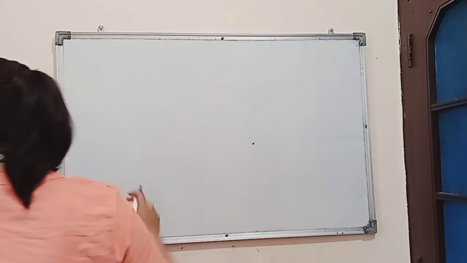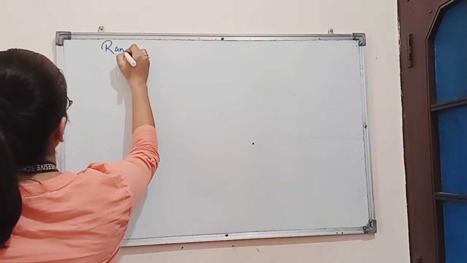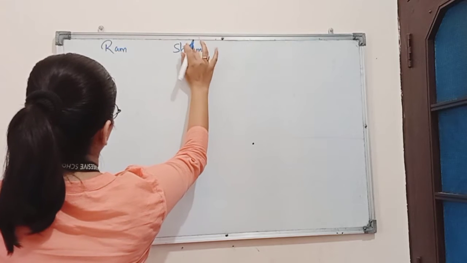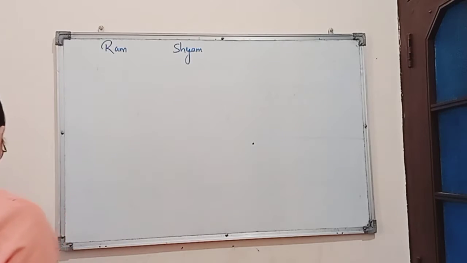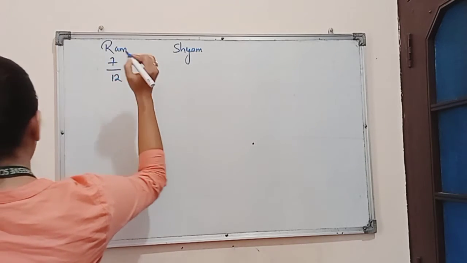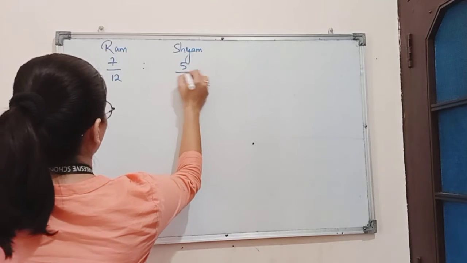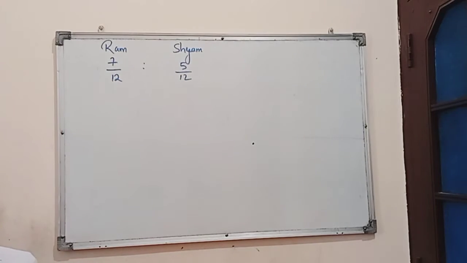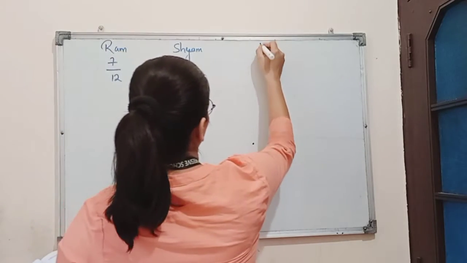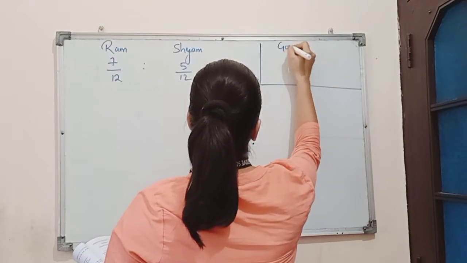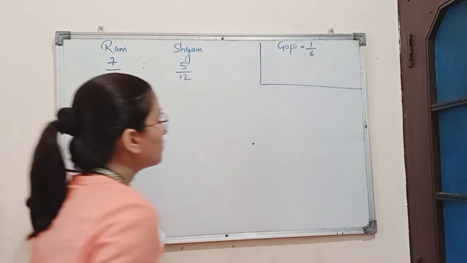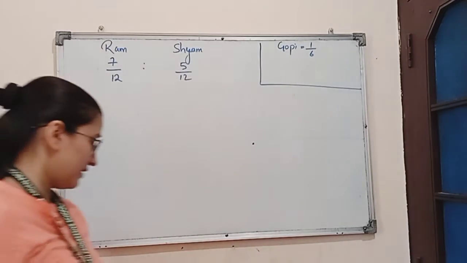Ram and Shyam are two partners sharing profits and losses in the ratio 7/12 and 5/12. This is the profit sharing ratio of Ram and Shyam. Now they have admitted Gopi as a new partner with the share 1/6. So Gopi's share of profit is 1/6.